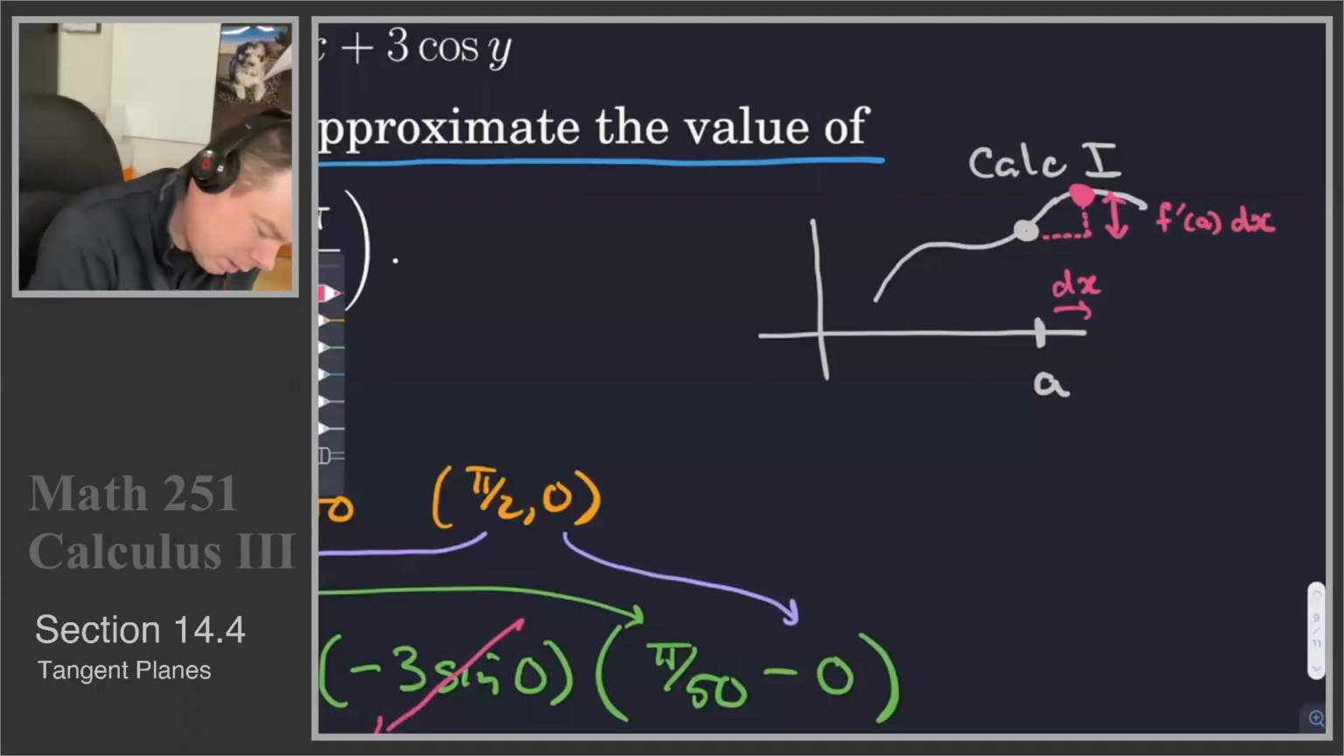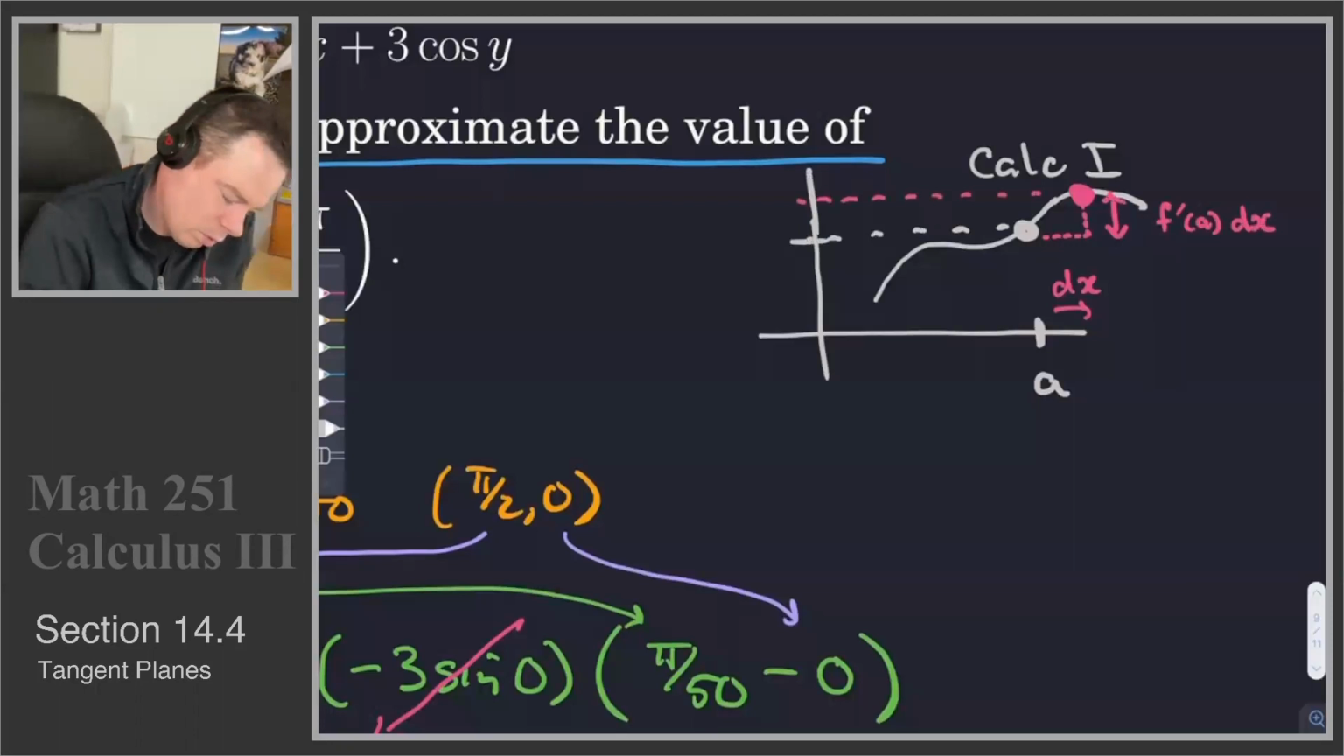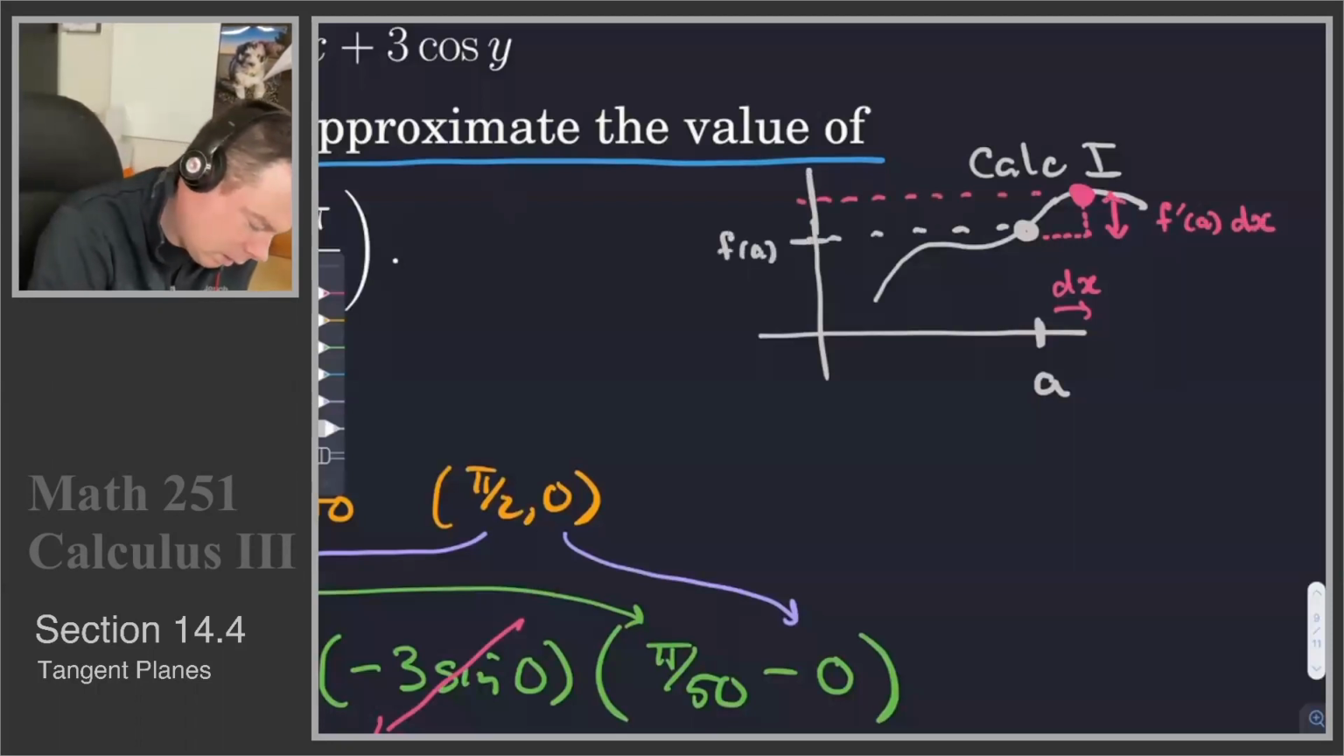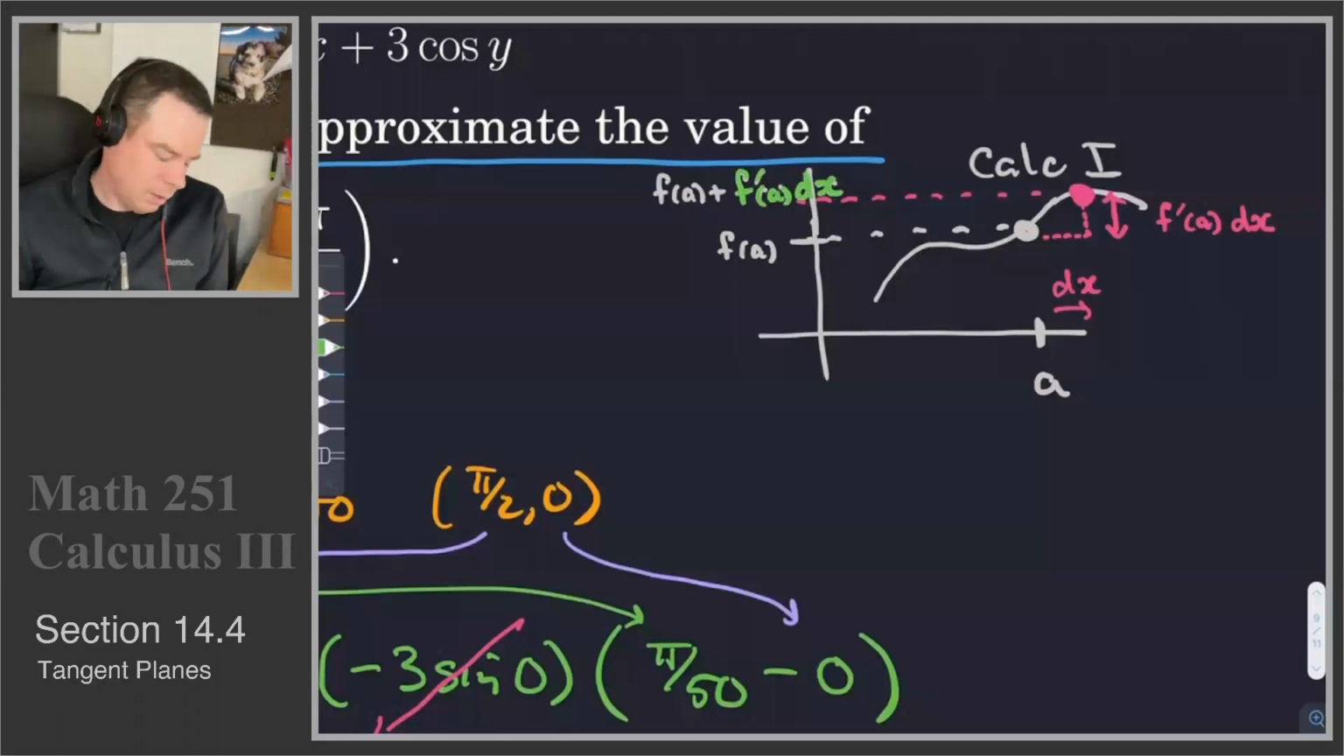So we would then say this value that we're interested in. If we're sitting here at the value f of a, then the value we're interested in is f of a plus f prime of a dx. Maybe I'll put that in green so it doesn't blend in with the background there. F of a plus f prime of a dx. So that is our function value we're at plus how much we moved over times the derivative.